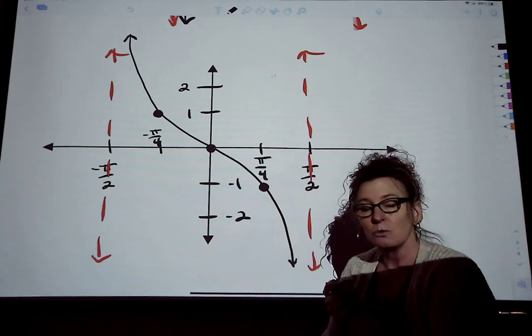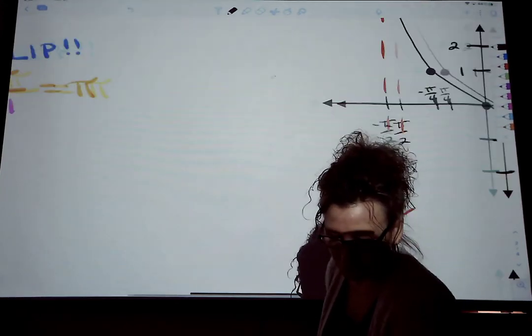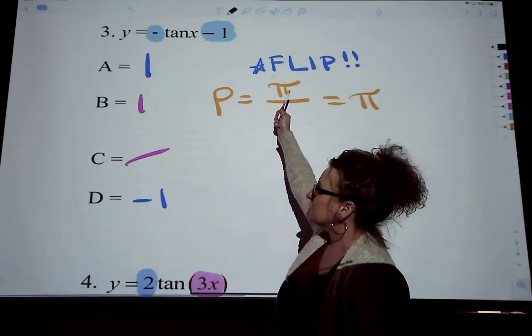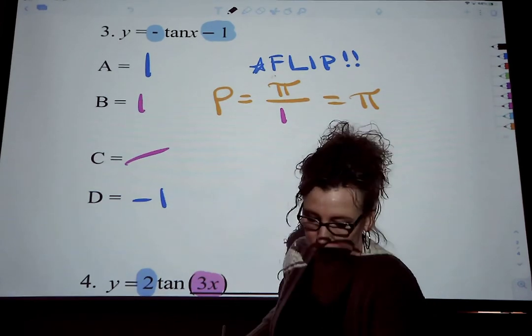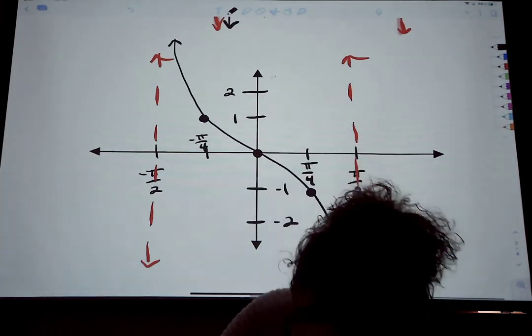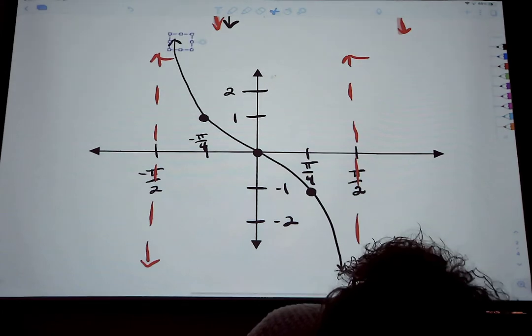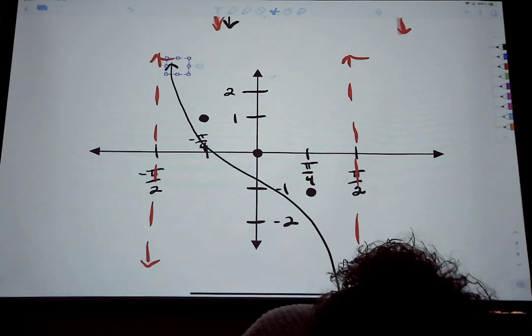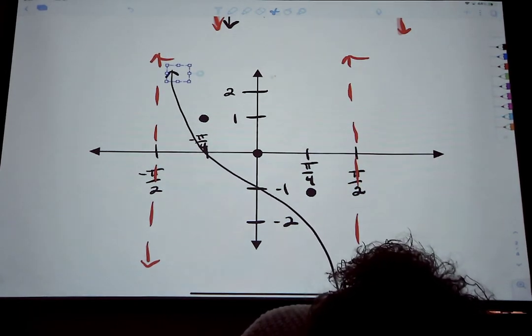See how I flipped it? What else do I need to do to it? I flipped it. What else do I need to do to it? I need to move it down 1. Okay. Here we go. Down 1.